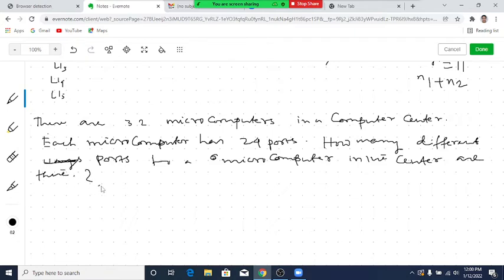So there are 32 microcomputers in a computer center. Each microcomputer has 24 ports. How many different ports to a microcomputer in the center are there? How to solve this? Have you understood the problem?